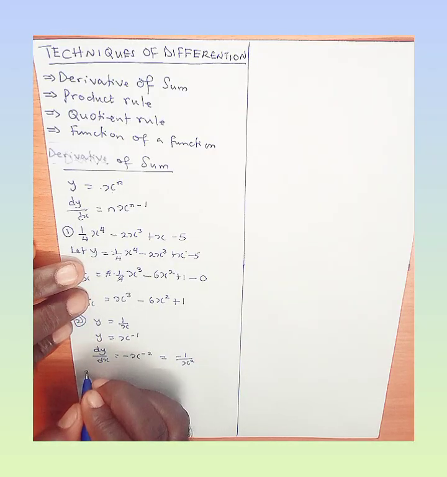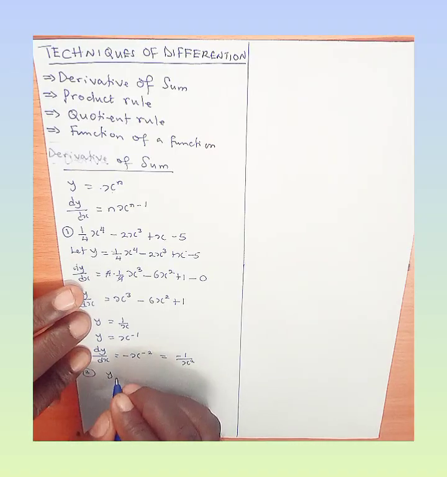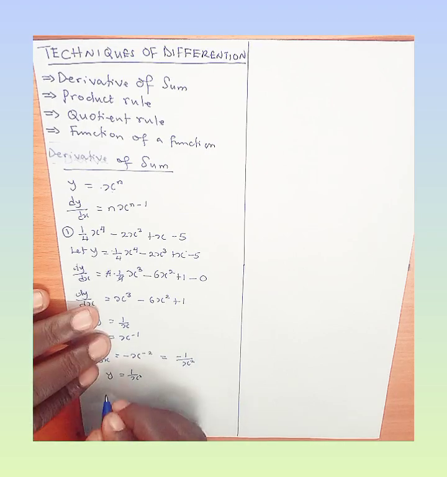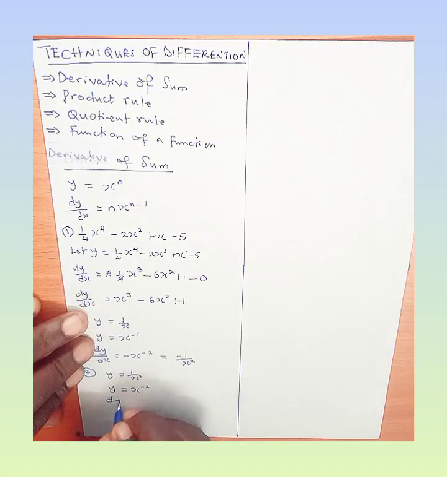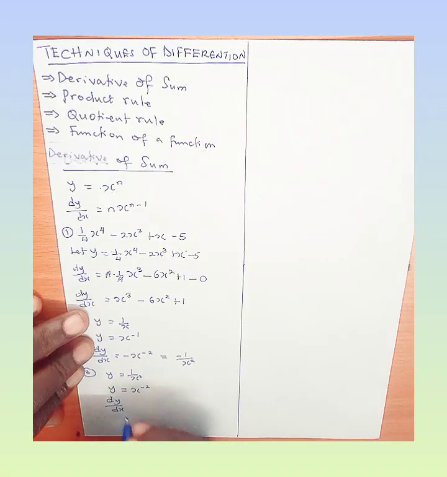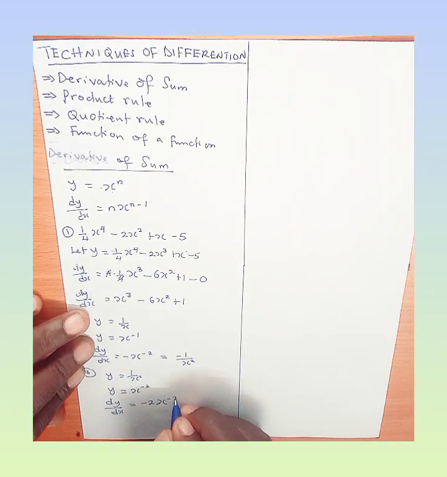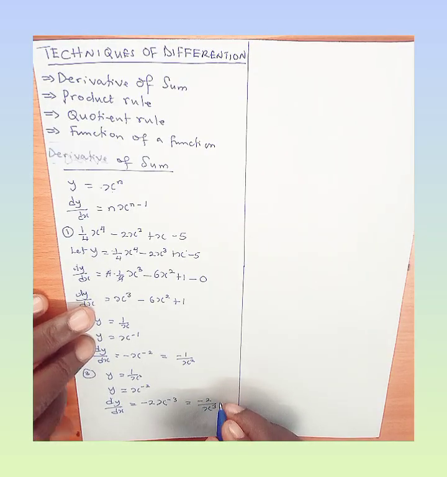Now let's look at number 3. If you are given y is equal to 1 over x squared, then let us rewrite this y as x raised to power minus 2. When we differentiate y with respect to x, we transfer this minus 2 to be minus 2x raised to power. We subtract 1 from the power, it will become minus 3. When we simplify this, it will be minus 2 over x raised to power 3.